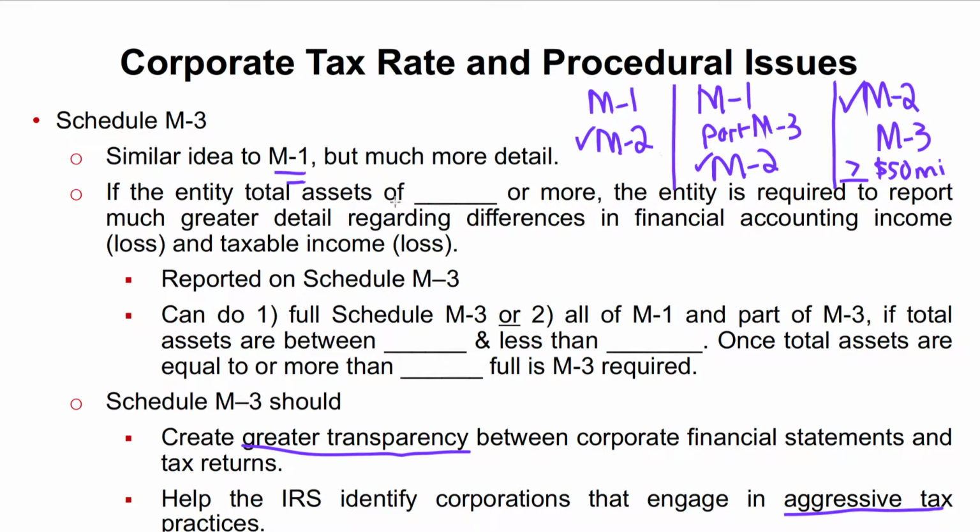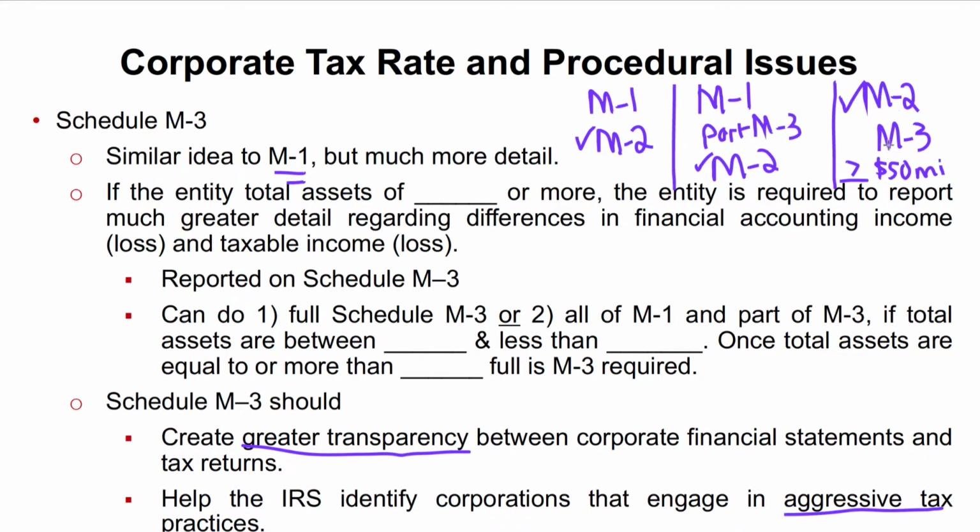Once your total assets get to $10 million or more, you are required to file M3 in some way. If you have between $10 million but less than $50 million, you can do all the M1 and parts of the M3, which again, there are required parts of it. I'm not going to go into the specifics. And you have to do the M2. You can always just elect and do the full M3. You can always show more detail.